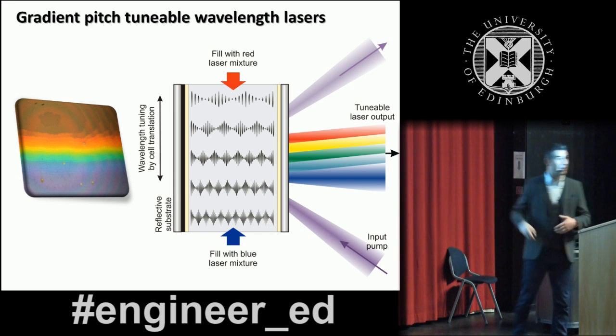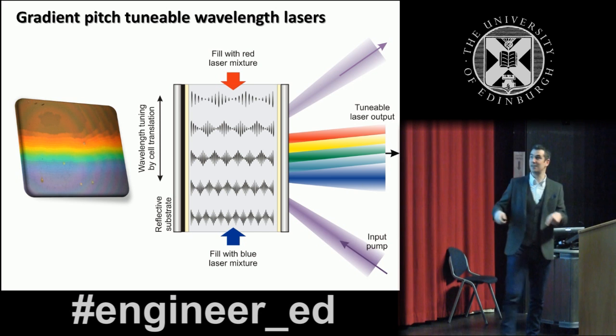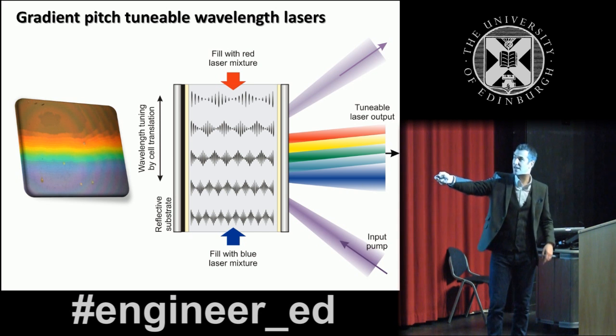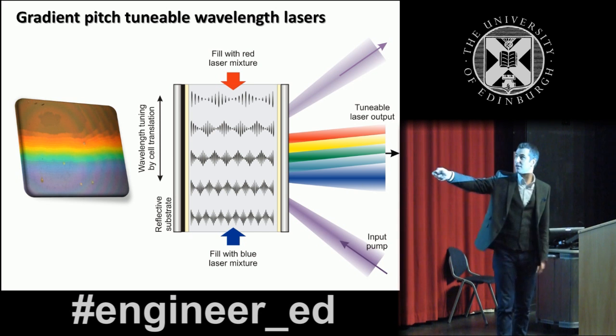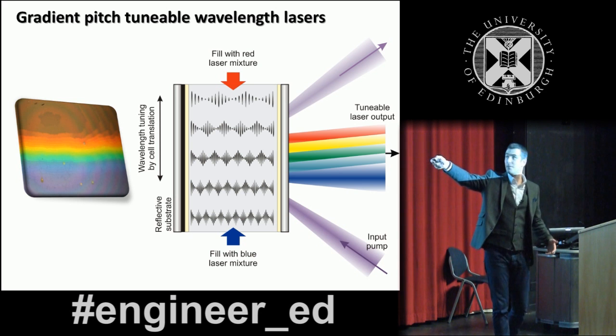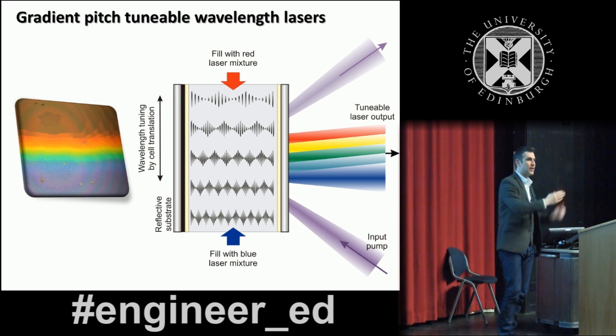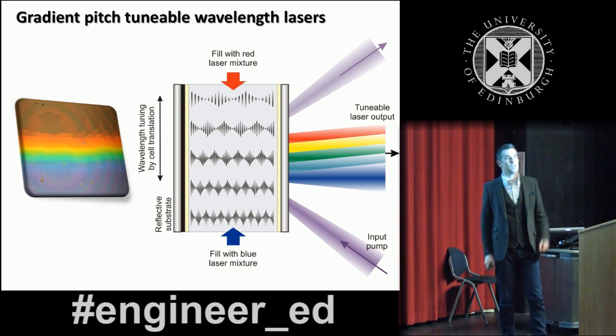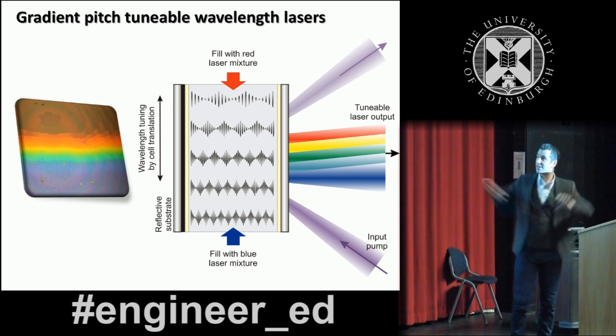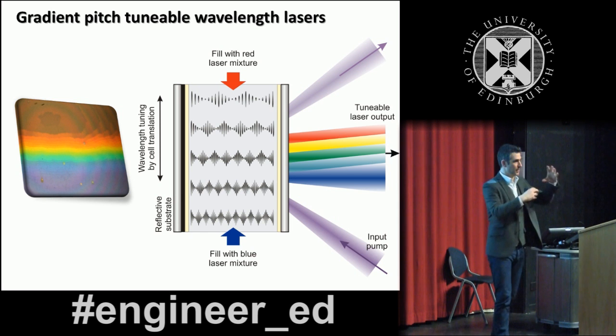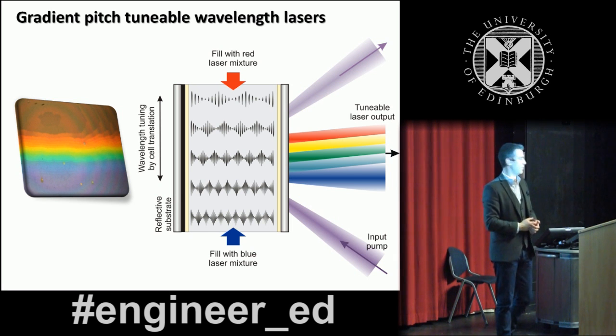And depending on where I fire my pump laser into the system, if I pump it down here, on the blue side, I'll get a blue laser. If I pump it up here, I'm going to get a red laser. If I pump it somewhere in between, I might get a green laser or a yellow laser. Any laser I want in that continuous band of tuning. So simply by translating this cell relative to my pump beam, mechanically moving it up and down, I can tune to any wavelength that I want in the visible spectrum.